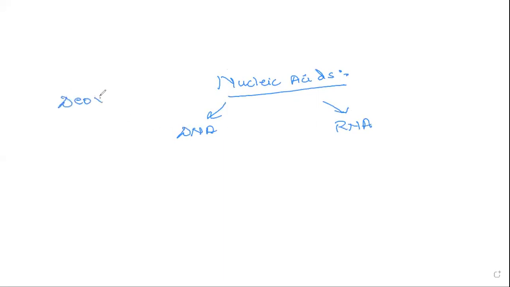Okay, nucleic acids. Now, first of all, what are nucleic acids? Nucleic acids are basically the genetic material that will carry information from one generation to another. So nucleic acids can either be a DNA or it can be an RNA. What is DNA? DNA is a deoxyribonucleic acid, whereas an RNA, it is a ribonucleic acid.